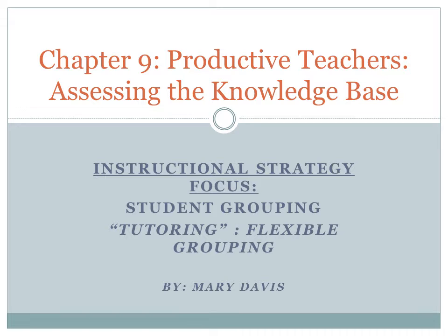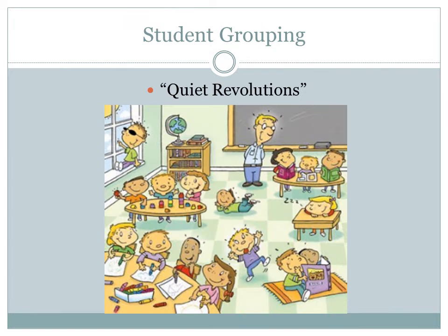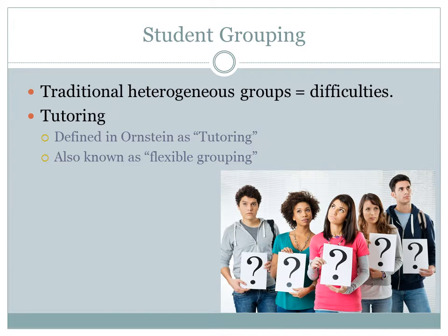The instructional strategy focus of my video is on student grouping, more specifically tutoring, which could also be defined as flexible grouping. These teaching techniques in Chapter 9 have had and still have remarkable effects on learning. These techniques were observed to be the quiet revolution in education research, according to Ornstein. Student grouping was defined as one of those quiet revolutions and is still used today in classrooms.